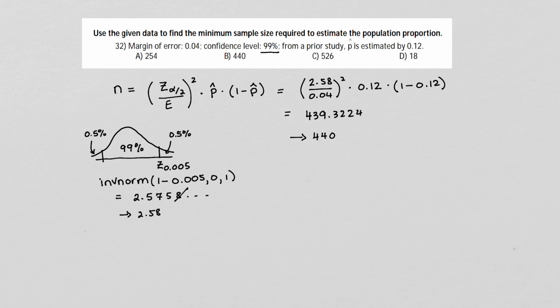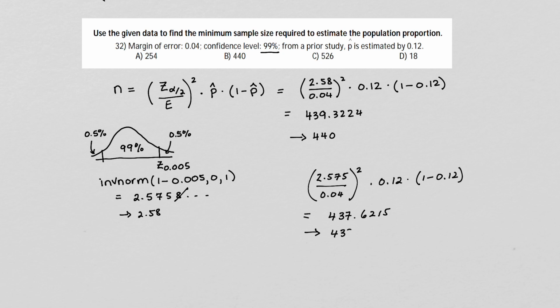If you were doing this on the exam, you would want to take 2.575, and you'd be surprised at how much of a difference it makes. Square that times 0.12 times 1 minus 0.12. And then I get 437.6215. And of course, again, we're going to go up to the next whole number, which would be 438.